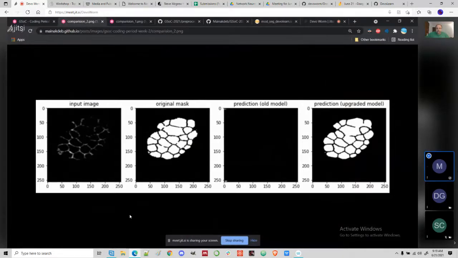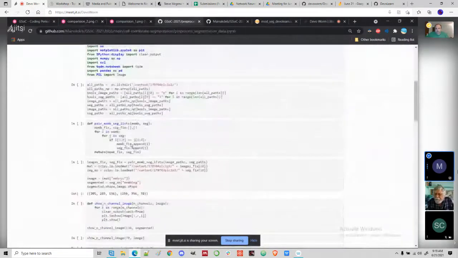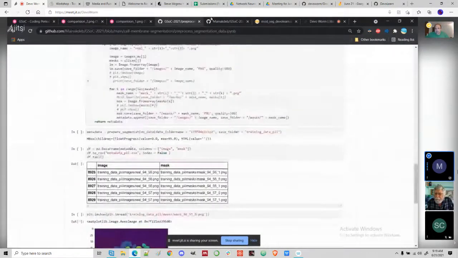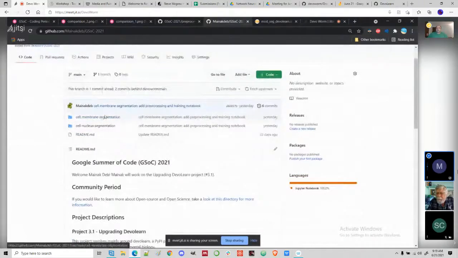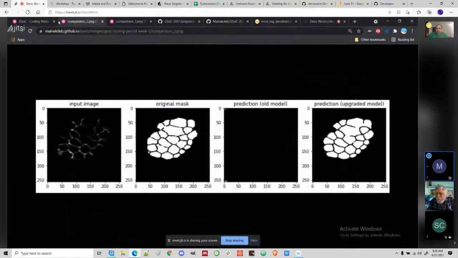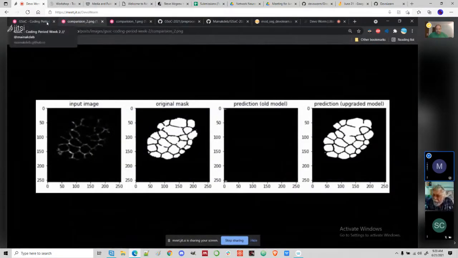Actually, these are some of the examples. You can also generate a lot more examples using the code that I've provided in the GitHub repository. They can just go to the GSoC repo, and all the Colab notebooks are available there, and it runs on Colab freely. So you really don't need a lot of compute power to run this. That's the best part.